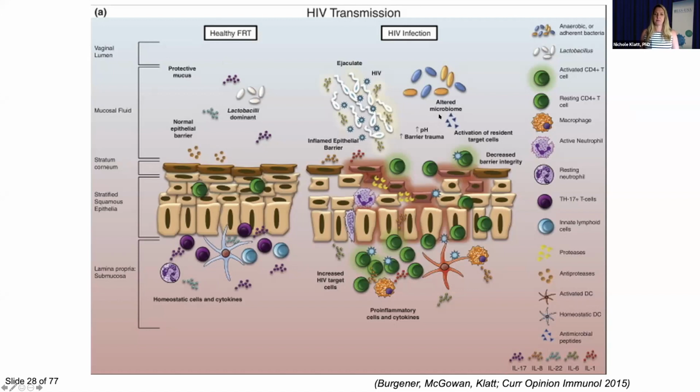But there's several putative mechanisms that have been associated with increased HIV transmission. This includes an altered microbiome, which we'll talk much more in depth about. This can increase the pH and cause barrier trauma. Damage to the epithelial barrier, of course, can let the virus go through. And similar to the gut, you have increased pro-inflammatory cells and cytokines that can be targets for infection. As well as things like neutrophils, which can release proteases and break down that barrier and increase infection.